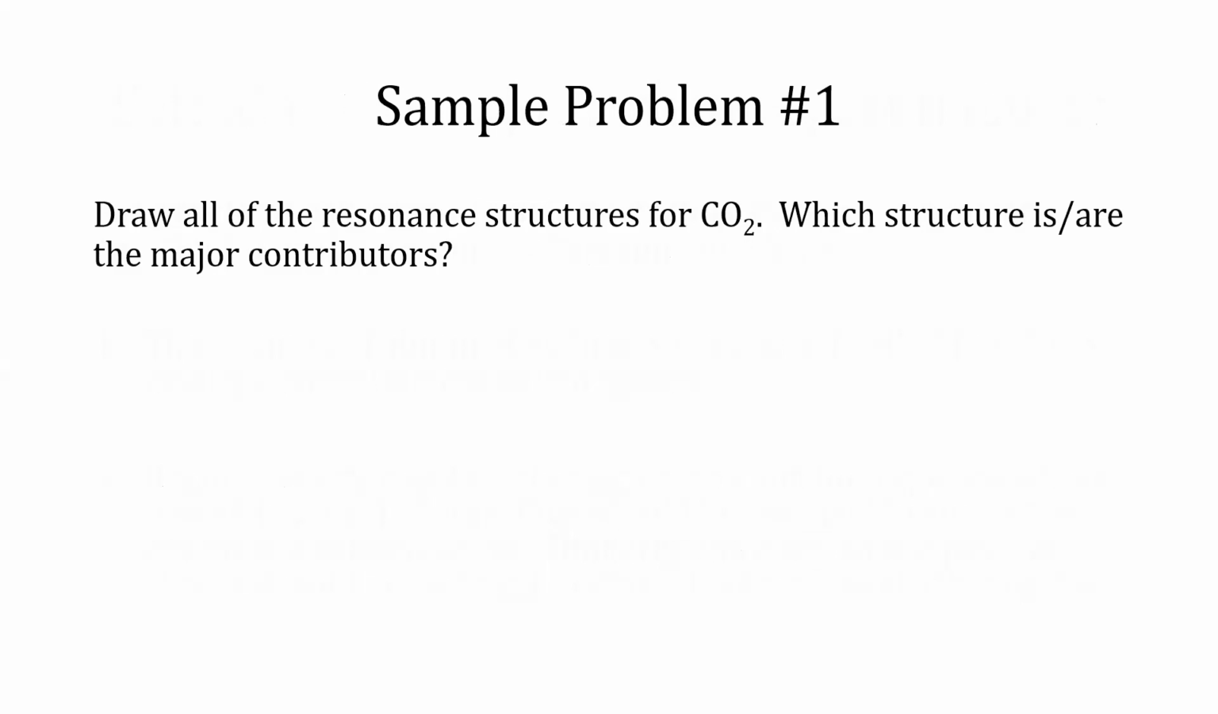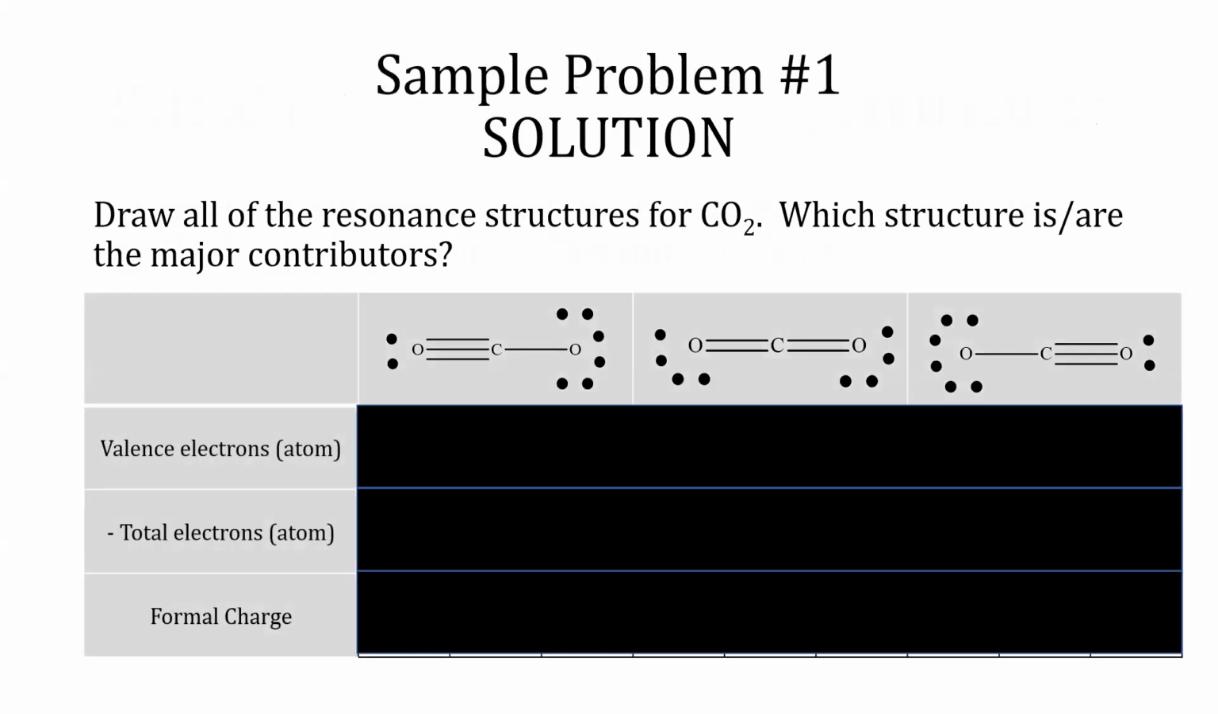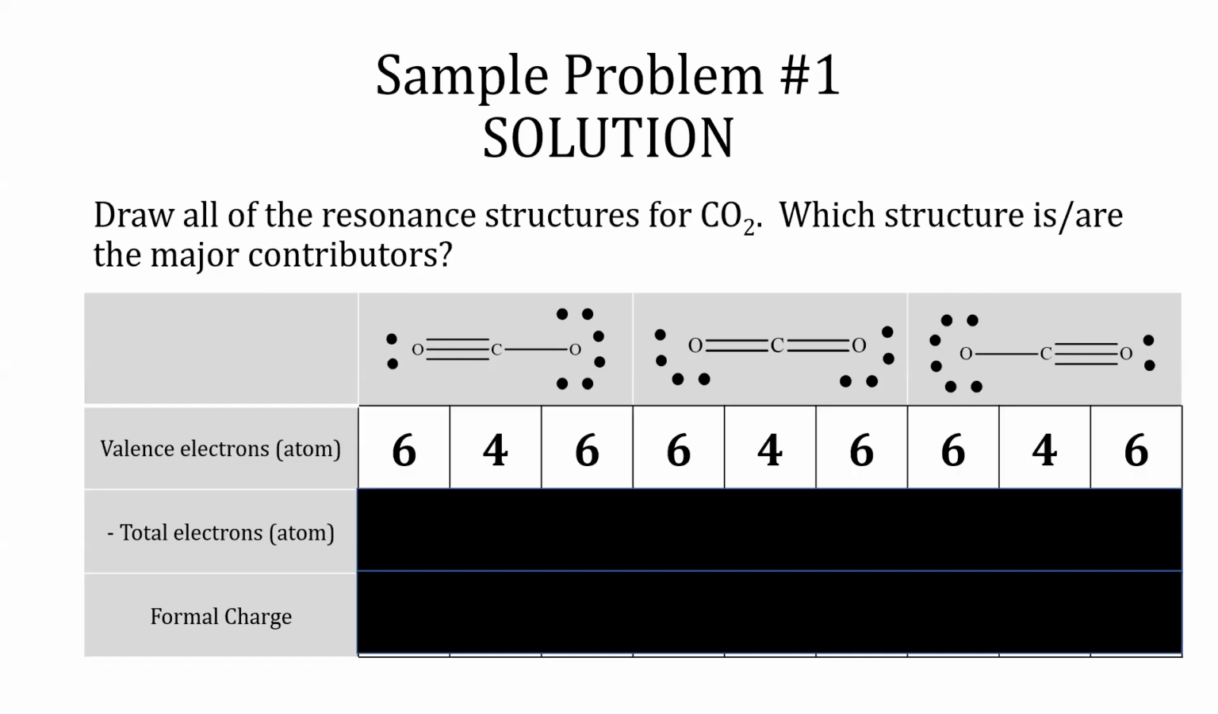Sample problem 1 is, draw all the resonance structures for CO2. Which structures are the major contributors? Here are the 3 Lewis dot structures of CO2. The first structure has a CO single bond and a CO triple bond. The second structure has 2 CO double bonds. The third structure has a CO triple bond and a CO single bond. All 3 structures have 16 valence electrons. The valence electrons for O, C, and O are 6, 4, and 6 respectively.